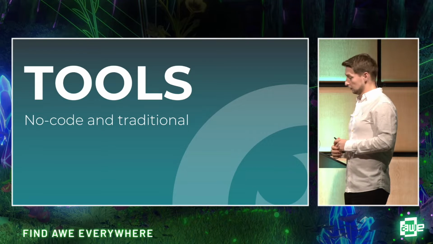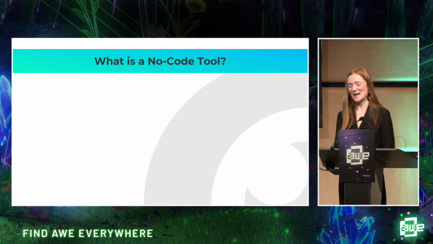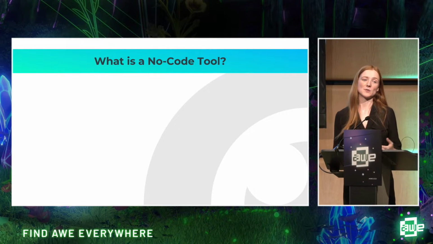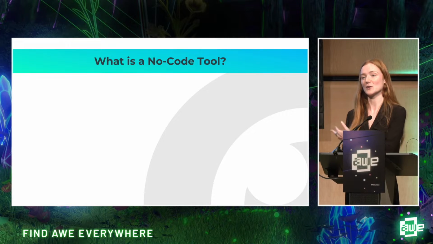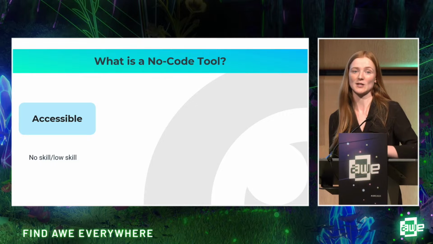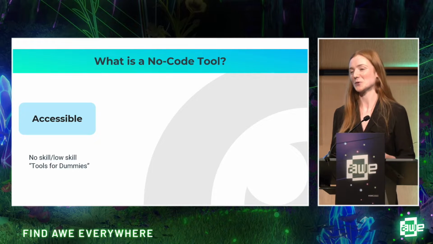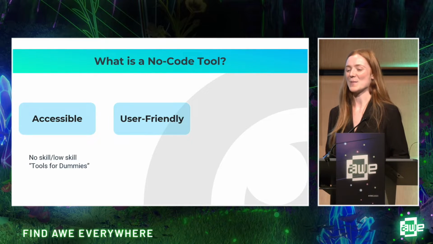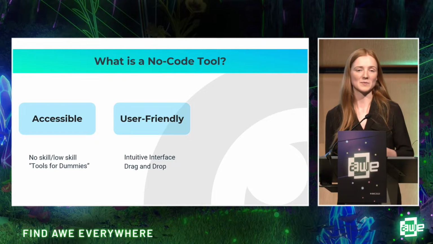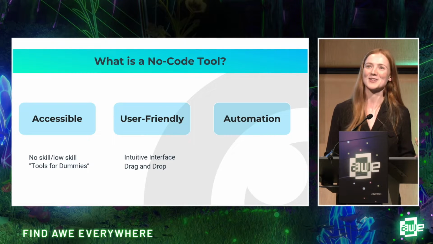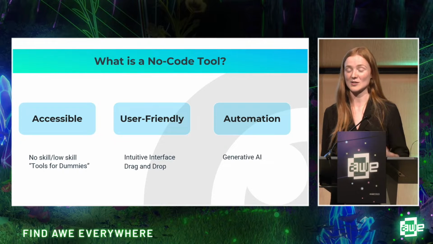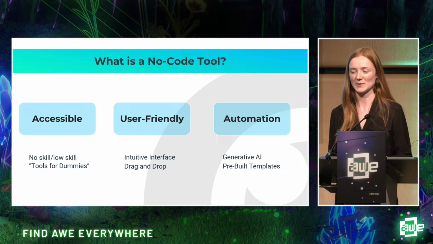So now we're getting into the tools. Yeah. So what exactly is a no-code tool? And today we're talking about no-code tools in a wider sense. No-code tools meaning you don't have to code, but also that you need something that is accessible. So the no-skill, low-skill tools, in other words, tools for dummies. All of these tools are also user-friendly, so they have to have a really intuitive interface, and a lot of them can be drag and drop style tools, and also a lot of them have automated features, so generative AI, of course, and pre-built templates.